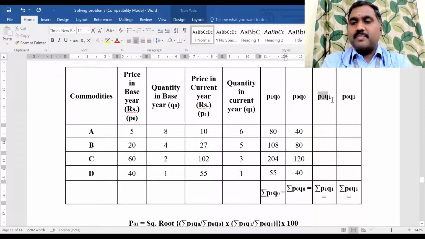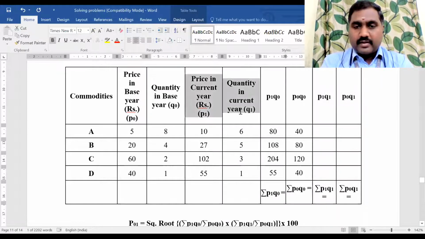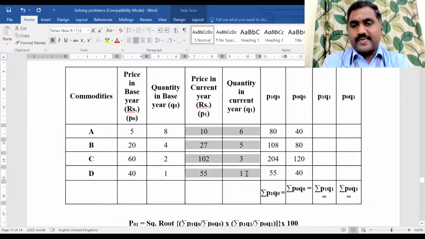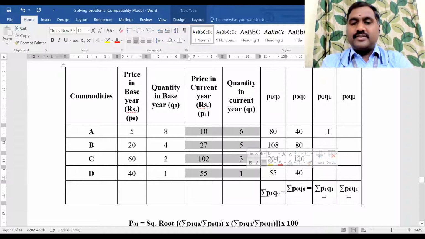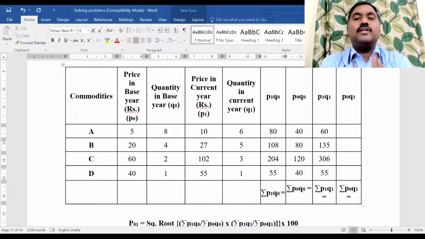What is the third combination? P1 Q1. That means the price and the quantity of the current year. So this is P1 Q1, right? Now you have to get the multiplication of these values. So 10 into 6 will be 60, 27 into 5 is 135, 102 into 3 is 306, and 55 into 1 will be 55. Okay, very good. So we got the third combination also.